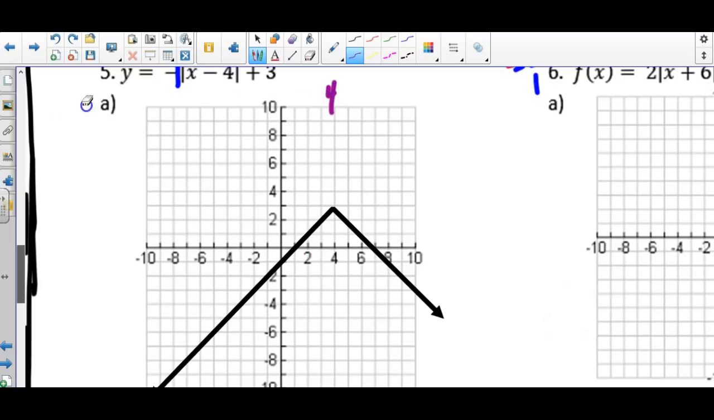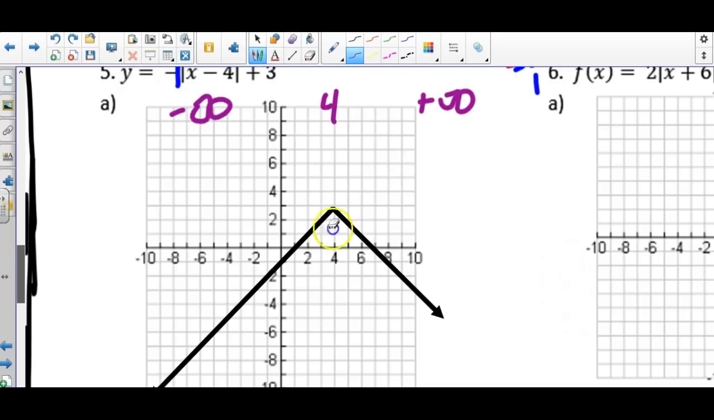Now, what's way out here to the left, guys? That's negative infinity. What's way out here to the right? That's positive infinity. Now, all you need to know are those three things: the h value for the vertex, negative infinity, and positive infinity.